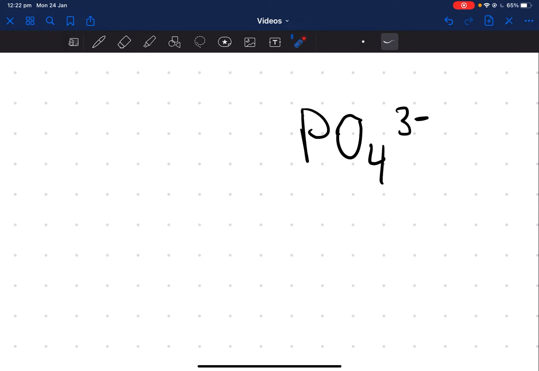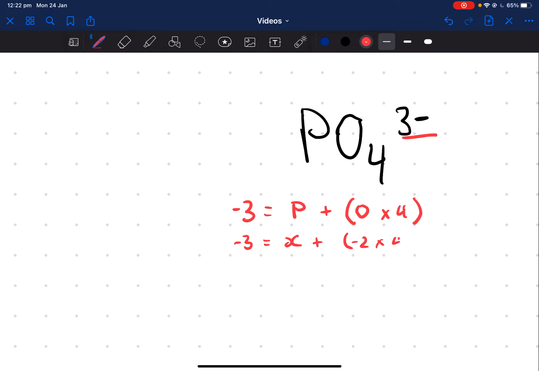Now we're going to go on to this one here. Very similar concept, but this time we have a negative charge. So instead of starting with a 0, we're going to have a negative 3 equals. Same thing, we've got 1 phosphorus plus oxygen times 4. We're going to sub in our values. So negative 3 equals x plus negative 2 times 4. So negative 3 equals x minus 8. And then add 8 to both sides, and we will end up with positive 5 equals x.